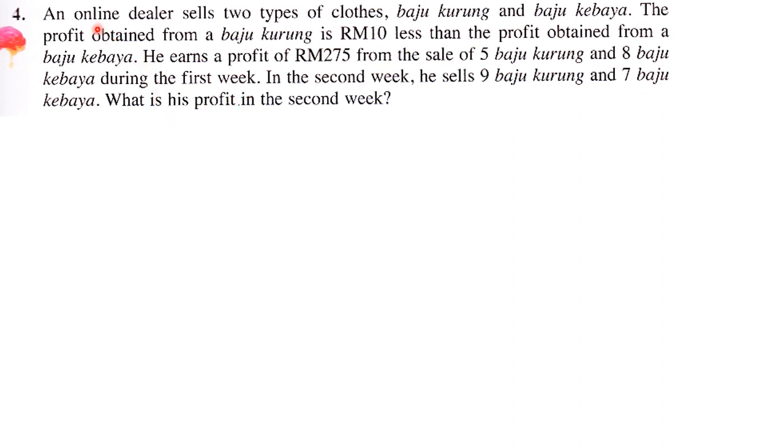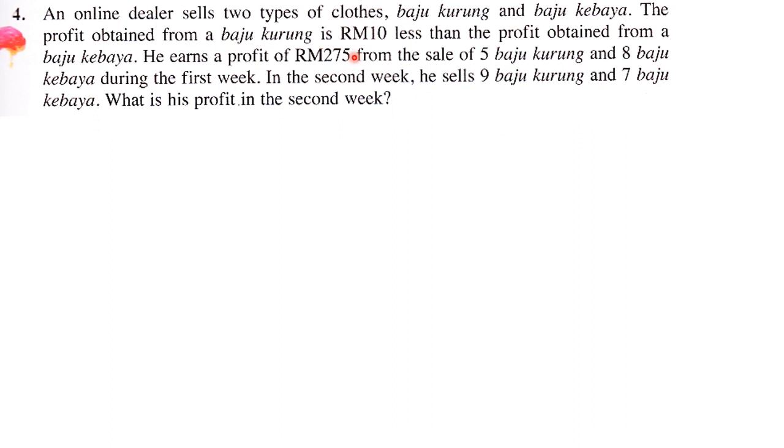Okay, so let's see. It seems more likely to be simultaneous equations for this question, because you have this 5 times baju kurung, the profit, and 8 during the first week, and then you get this profit.